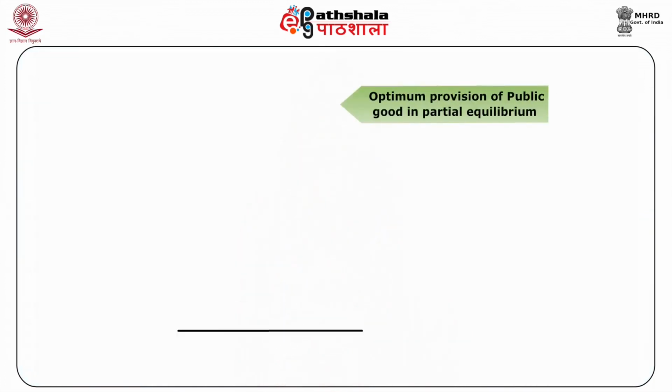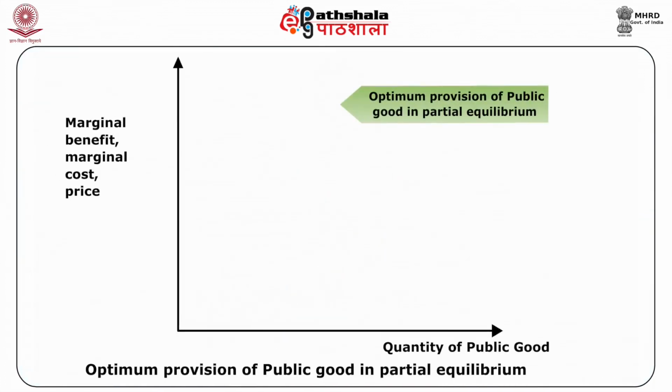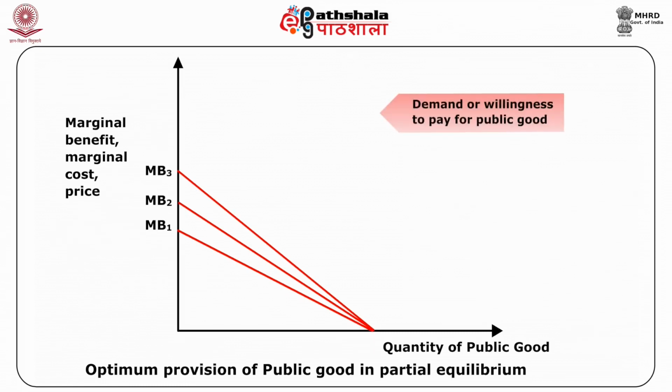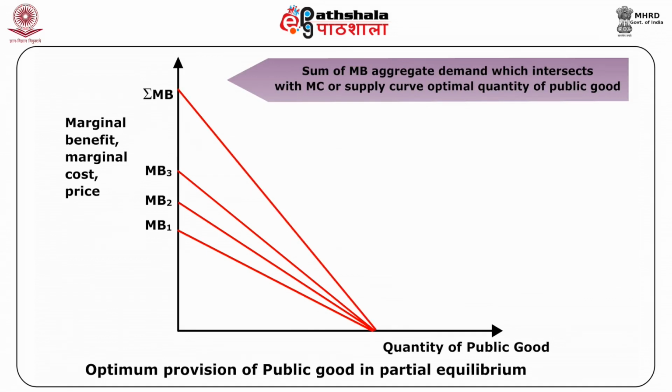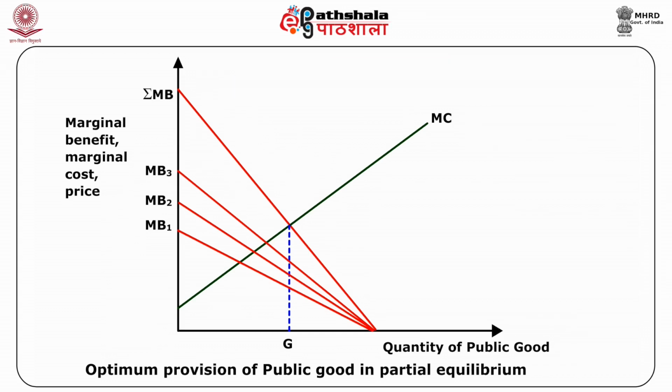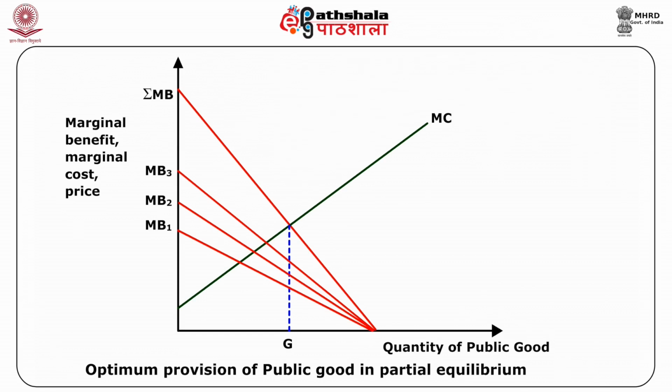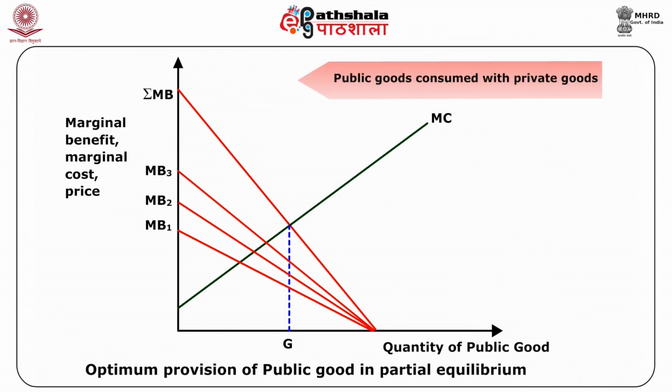Now, let us see the optimum provision of public good in partial equilibrium. In the given figure, MB represents demand or willingness to pay for the public good. The sum of MB represents aggregate demand, which when it intersects with MC, or the supply curve, we get the optimal quantity of public good. The above analysis is based on partial equilibrium analysis, but in reality, public goods are consumed along with private goods.